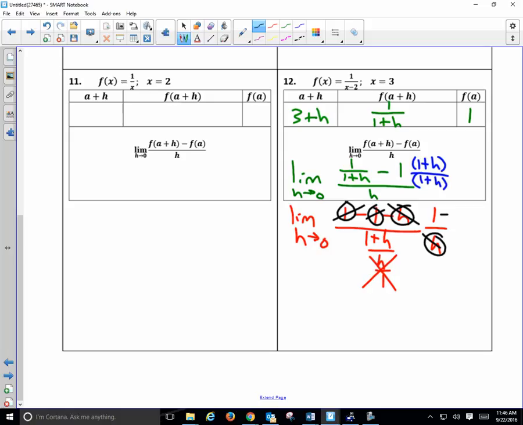Okay, can I now plug in 0? You have the limit as h goes to 0 of negative 1 over 1 plus h.